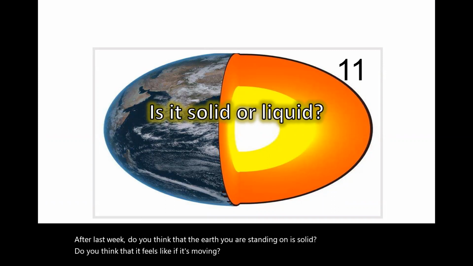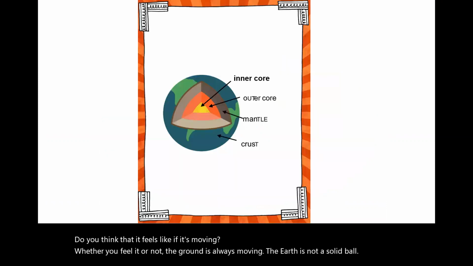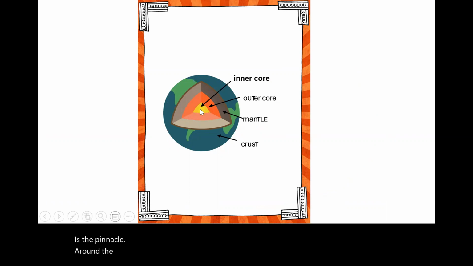Whether you feel it or not, the ground is always moving. The Earth is not a solid ball. It has 4 layers, one around the other. In the center, this yellow part here, is the inner core. Around the inner core is the outer core. These layers are very hot. They are made of metal.